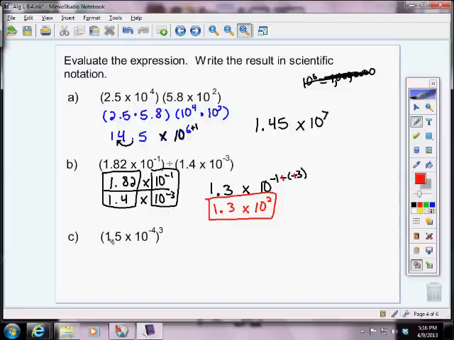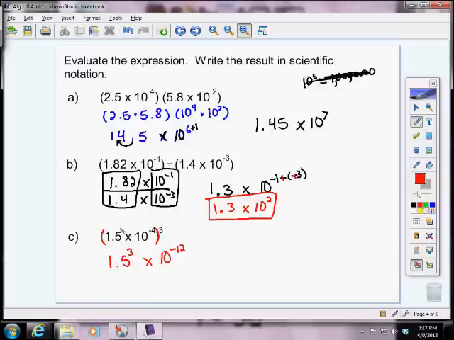Now if you look down here, we have the quantity 1.5 times 10 to the negative fourth raised to the third. Now remember our properties of exponents. If this is in parentheses here, that means that 3 goes to everything inside parentheses. So this becomes 1.5 to the third times 10. Remember, we multiply these exponents. Negative 4 times 3 is a negative 12.